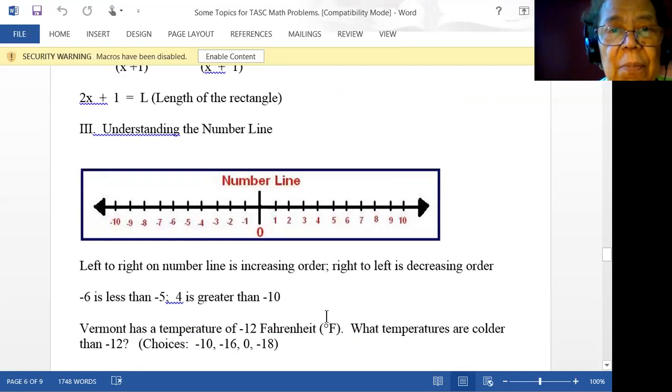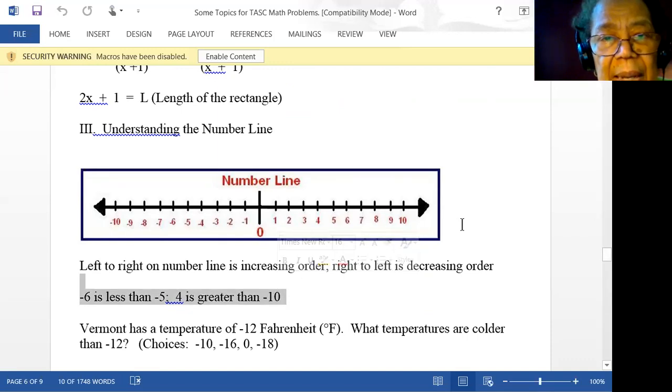Okay, one of your problems required you to understand the number line. You were given some temperatures and you were to find the ones that are colder. Now, look at this number line. As you go from left to right, you have increasing. As you go from right to left, decreasing. That means -6 is greater than -7. -5 is greater than -10. Okay? 4 is greater than -7. All right?